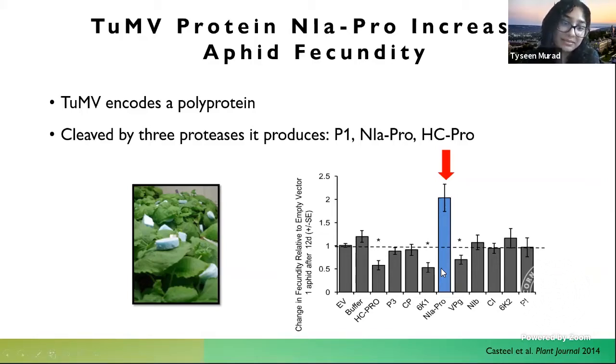And so the image on the left is a picture of the bioassays being done on N. benthamiana. And here, one aphid is trapped underneath these cages. And then after 12 days, they were counted in order to determine the change in fecundity.